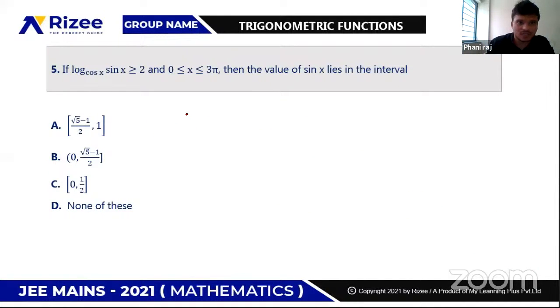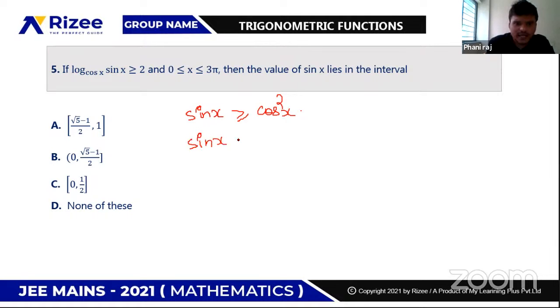Next, we'll go to fifth question. Log sin x to the base cos x is greater than 2. Fine. And where x is between 0 to pi. So you see, when you remove log, what do you do? Sin x is greater than or equal to cos square x. Correct. Only then if you take log, you get this. Correct.